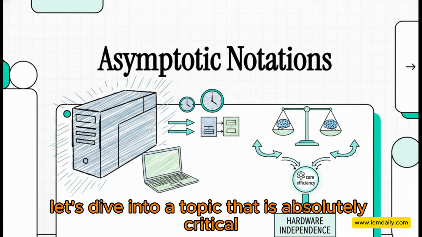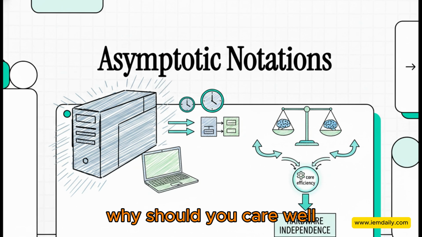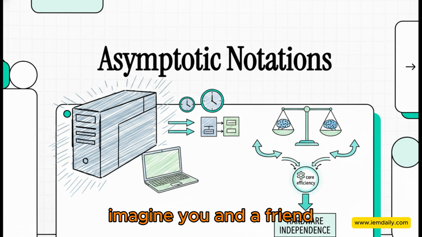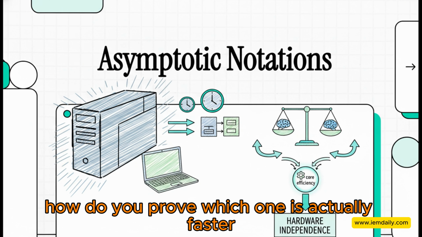Hey everyone, so let's dive into a topic that is absolutely critical if you're serious about programming, asymptotic notations. Now, why should you care? Well, imagine you and a friend both write a program to do the exact same thing. How do you prove which one is actually faster?